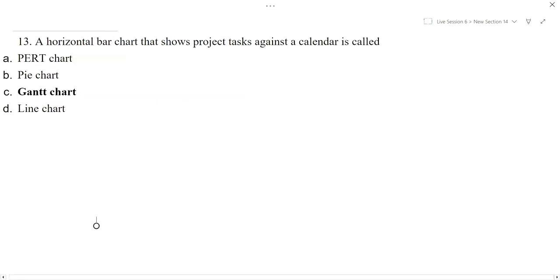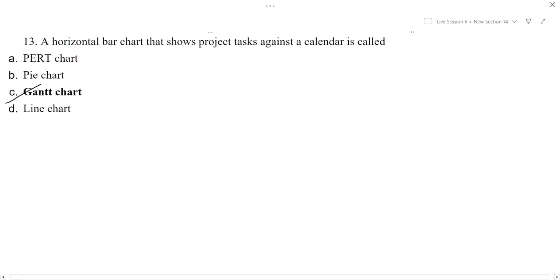A horizontal bar chart that shows project tasks against a calendar is called: PERT chart, pie chart, Gantt chart, line chart. The correct option is Gantt chart. It indicates the load which has been given to a particular machine, or how long a particular job will be done on a particular machine, or how long a particular worker will be doing a particular kind of job, what are the different activities which will be performed by a particular machine or worker for a certain time.